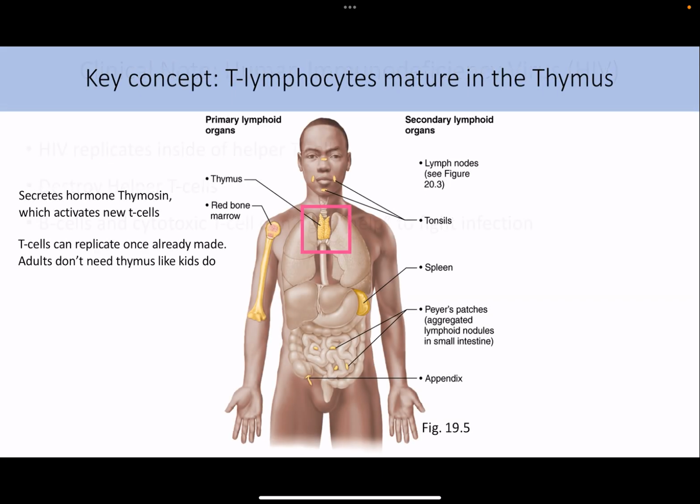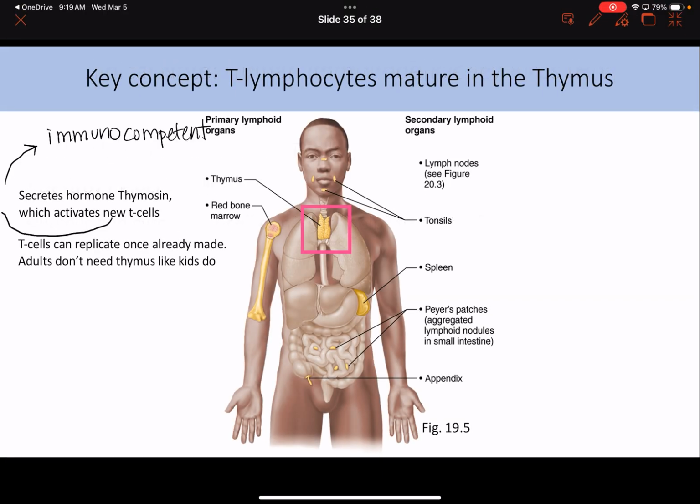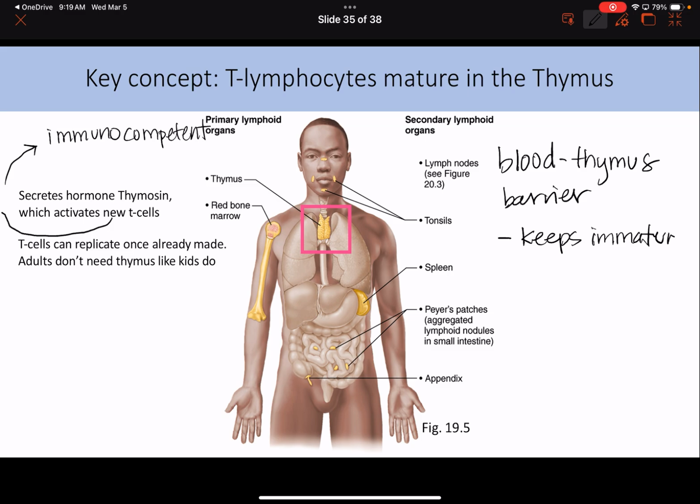Oh, before we get there, there is something called the blood-thymus barrier. You've heard of the blood-brain barrier before because our brain is very sensitive to chemical changes, so we need extra layers to protect the brain from the blood. We also have a blood-thymus barrier. And this keeps immature T cells away from the blood.